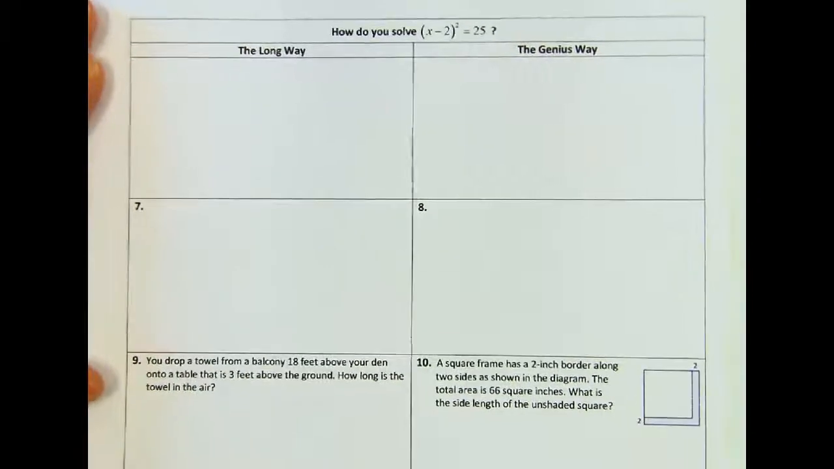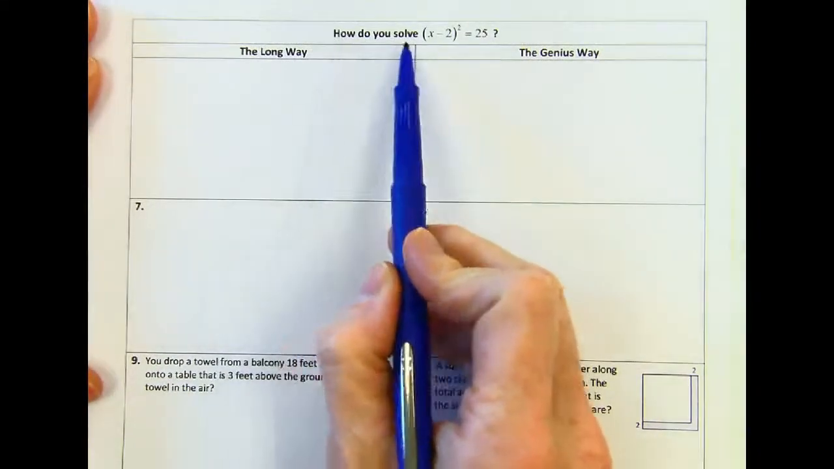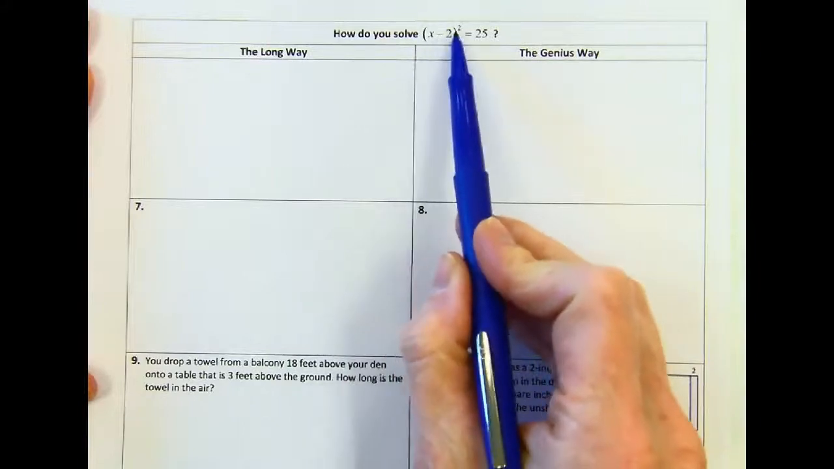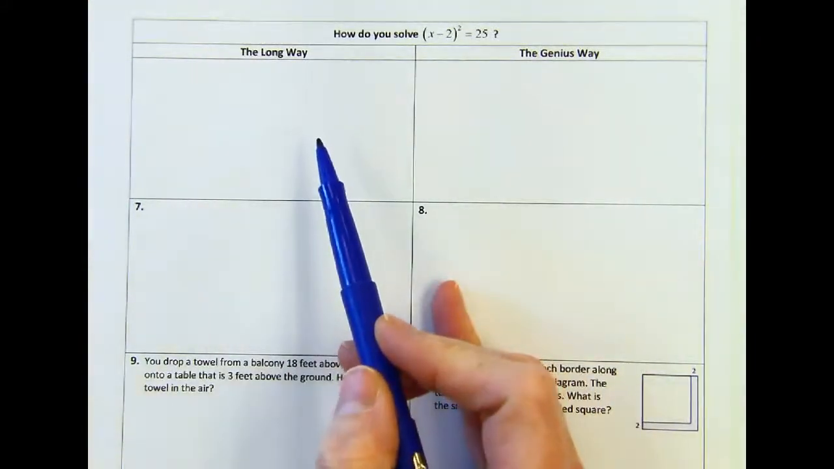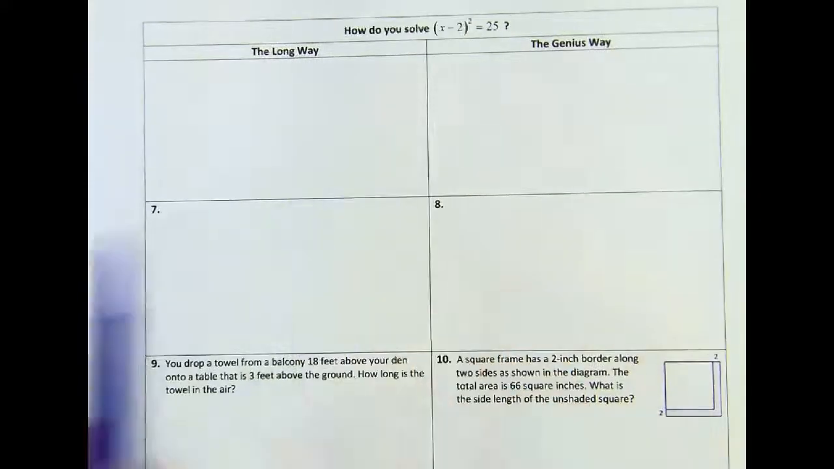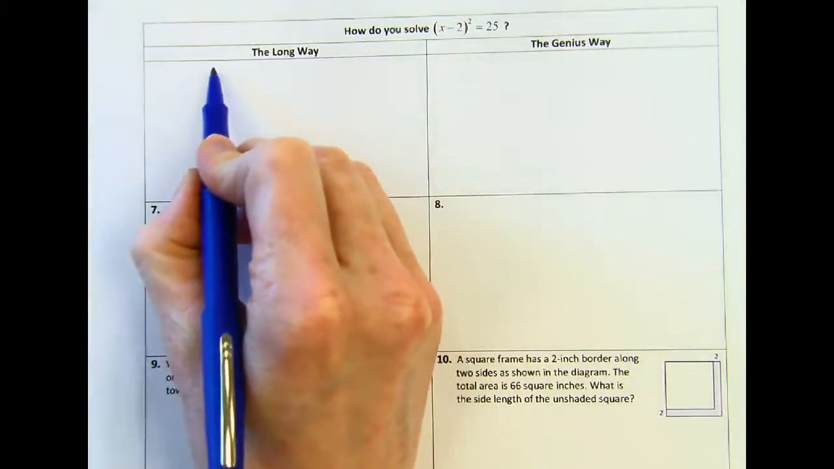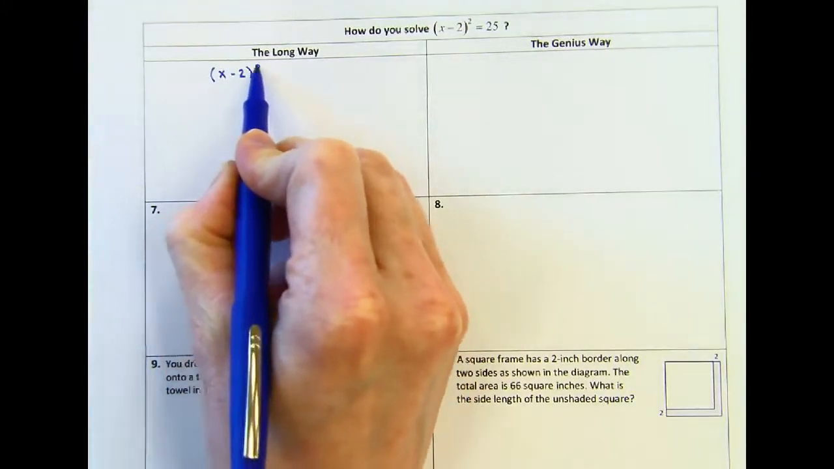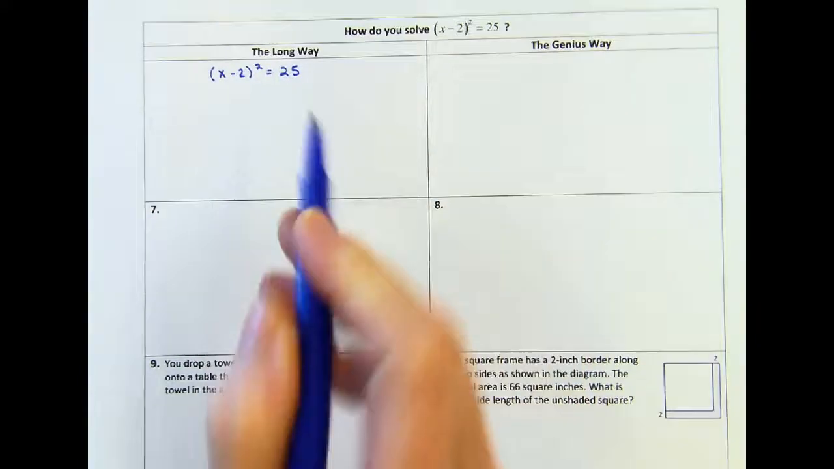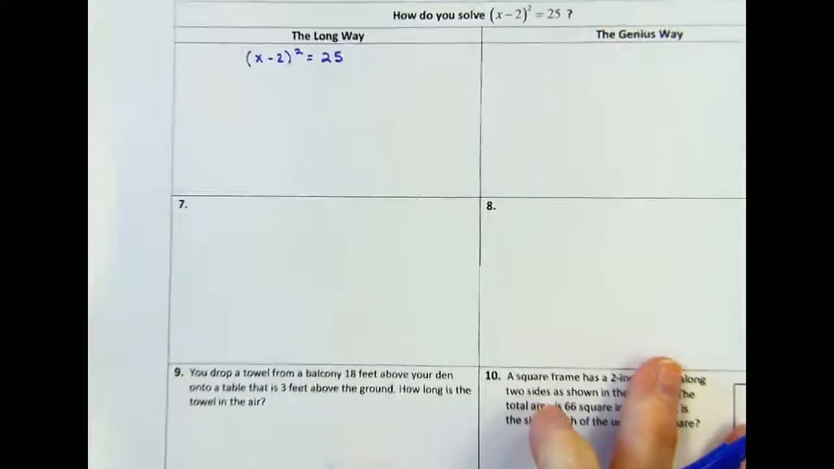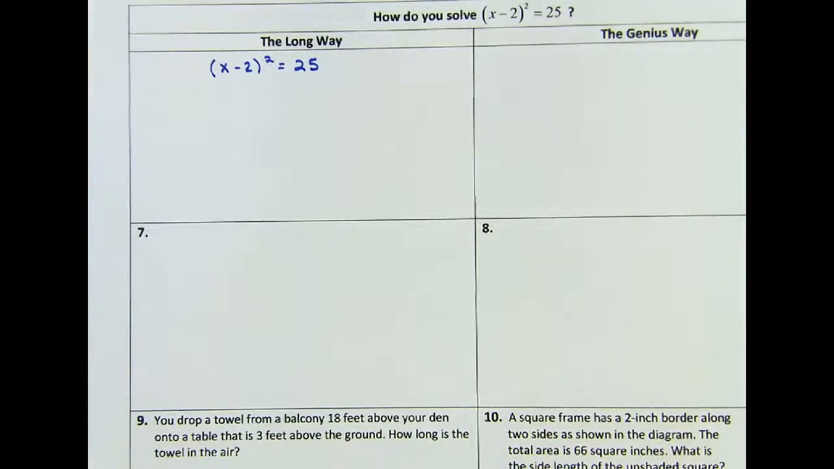Okay, now on the back side of the notes, it starts out with, how do you solve the quantity x minus 2 squared equals 25? Well, there's something that I consider the long way, which I think at this point in time is the way that you all would probably want to solve it. You would probably automatically want to get this in standard form. And there's nothing wrong with that, but it does take a little bit longer. So let me show you what I mean.